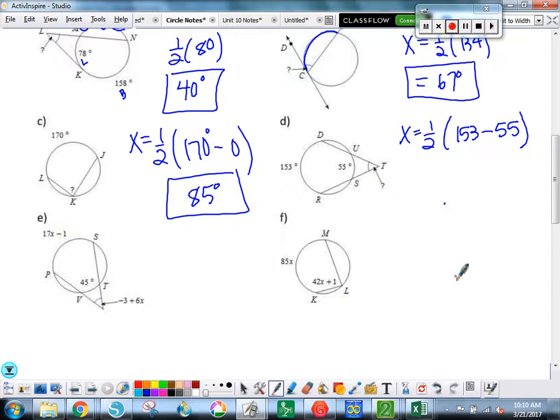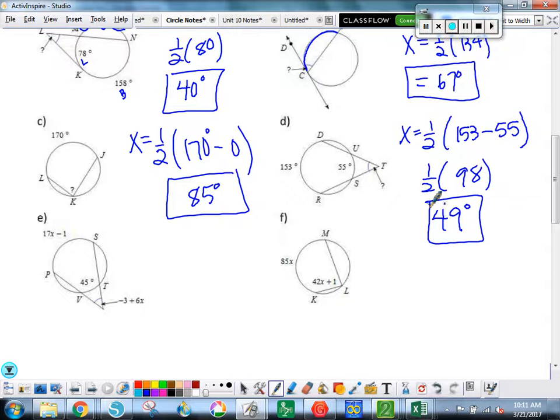X equals 1/2 of the big angle, or big arc minus little arc. X equals 1/2 times what? 98, which is 49 degrees. Raise your hand if you got 49 degrees. Good.